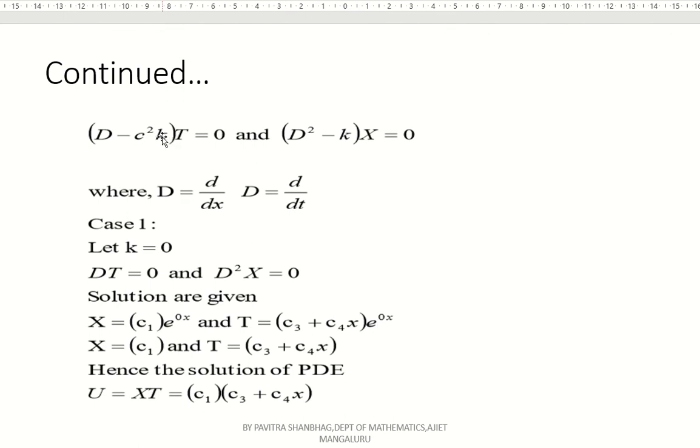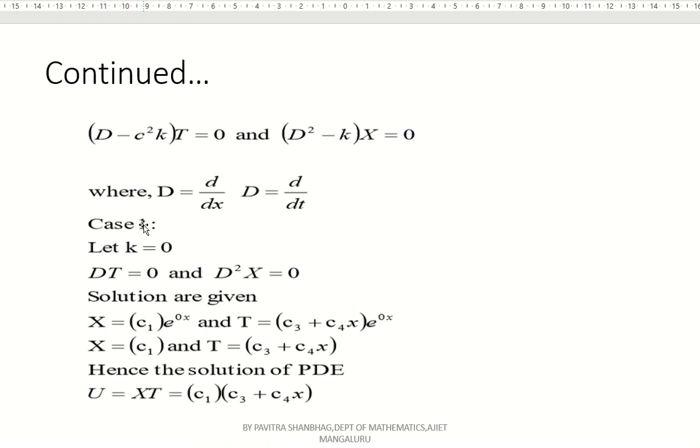Case 1, suppose k = 0. This becomes what? DT = 0, here D²X = 0. Now what is the solution for this? For X, there are two roots: D² = 0 means 0, 0. See, already here we have taken D = 0, one root, so c1 e^(0·t), right? And here (c2 + c3 x) e^(0·x). Now what is the product? Just multiply that product, so you will get the final solution of the PDE.